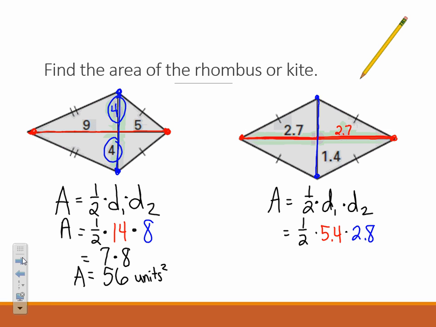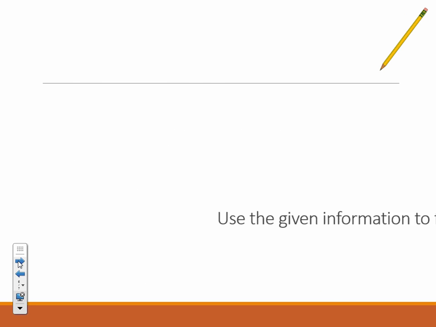And so now typing in my calculator, 1/2 times 5.4. Okay, that's 2.7 times 2.8 is a final answer of 7.56 units squared. So there's my final area. Okay, so using those diagonals, the key thing to remember is to make sure you're going all the way across that shape. Make sure you're using the whole diagonal.